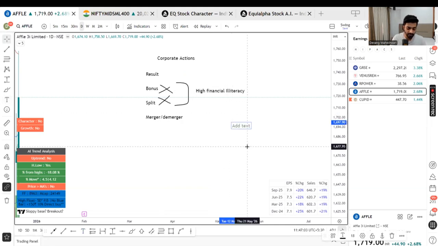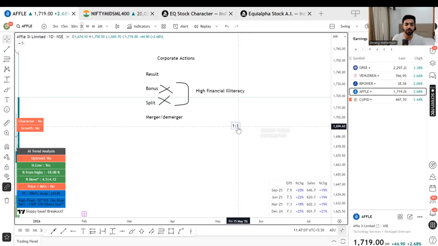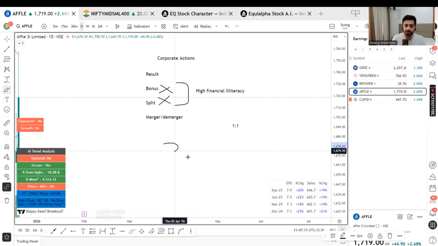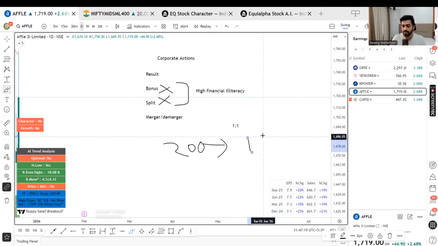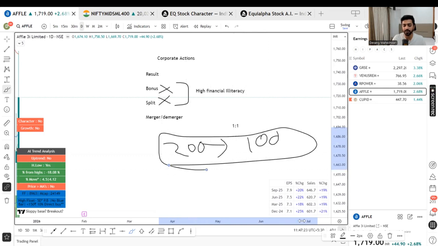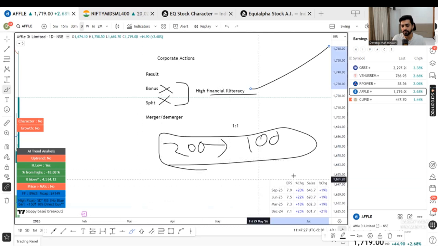If a company is giving 1:1 bonus, that simply means if you have 10 stock, you will get 10 more. But the price also then reduces. So earlier the price was 200 and after 1:1 bonus, price gets adjusted and it will go to 100, 105. This is very simple mathematics, but illiteracy is high in India. They think, oh, now I have double stock, so my money doubled.